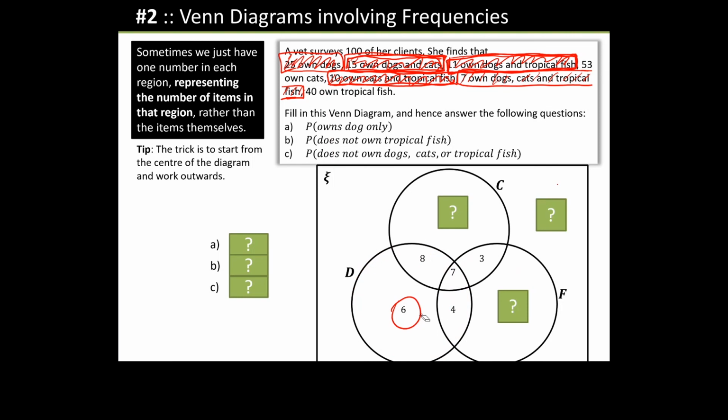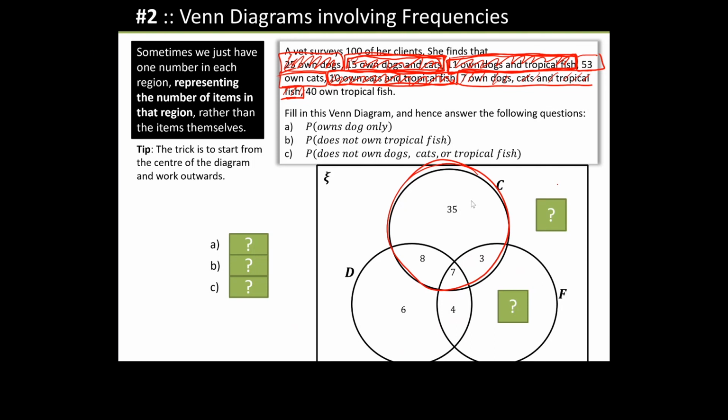Moving on to the next one. What else have we got left? We've got 53 own cats. Again, it doesn't use the word only, so that means everything inside here must add up to 53. We already have 8 and 7, which make 15. 15 add 3 makes 18. And we want to get to 53. So 53 take away 18, we have 35 remaining there.